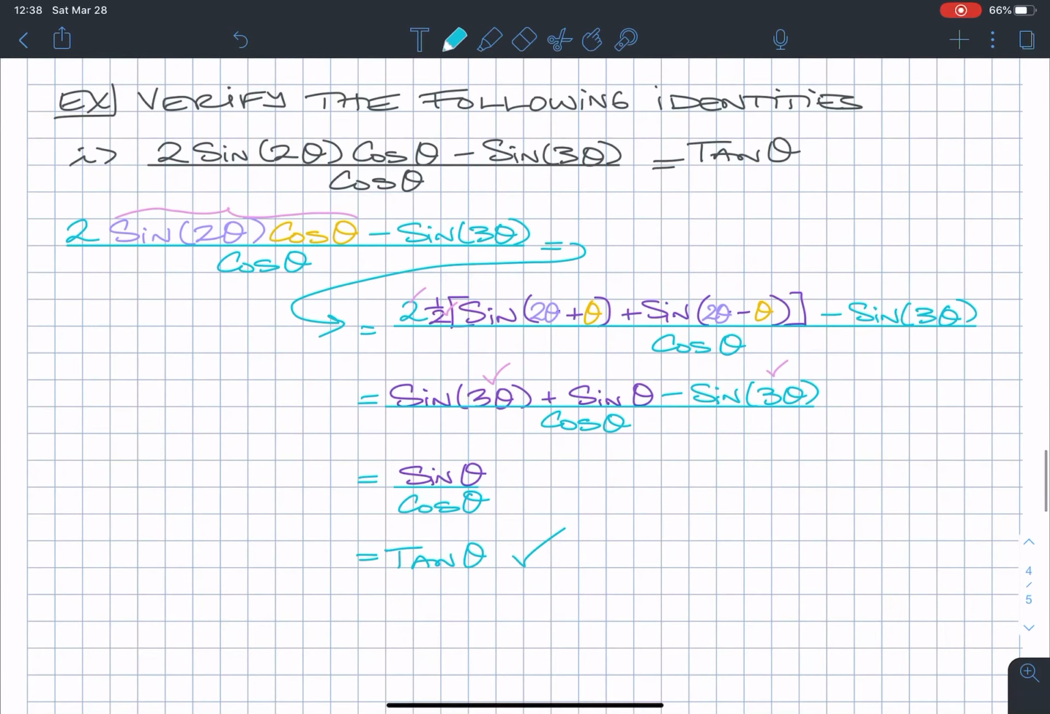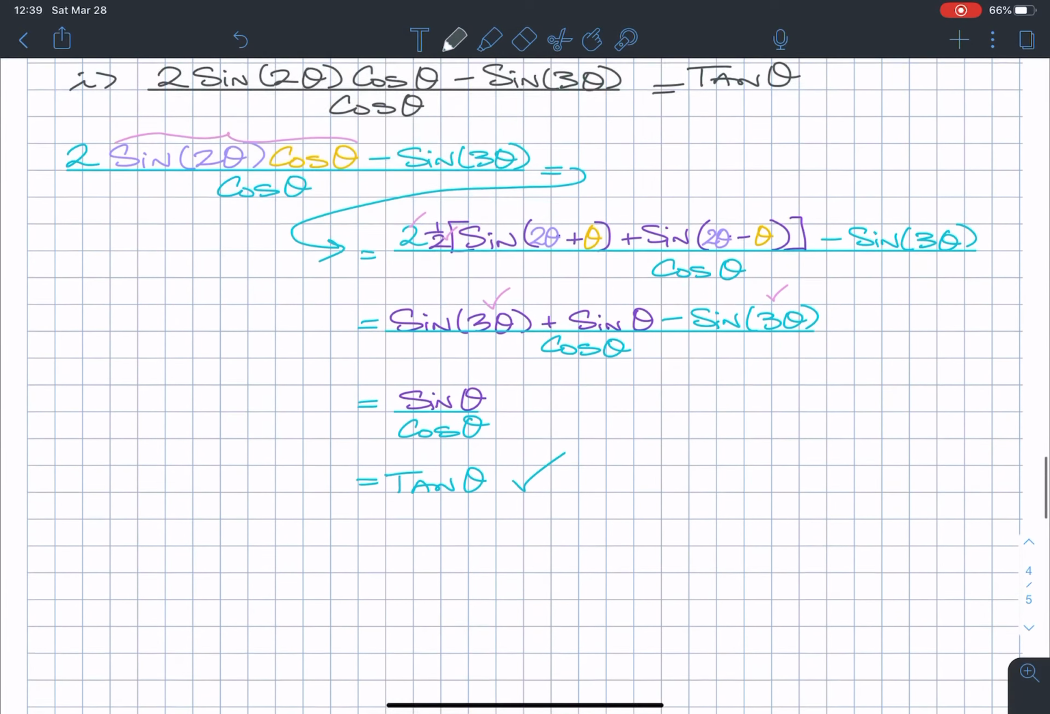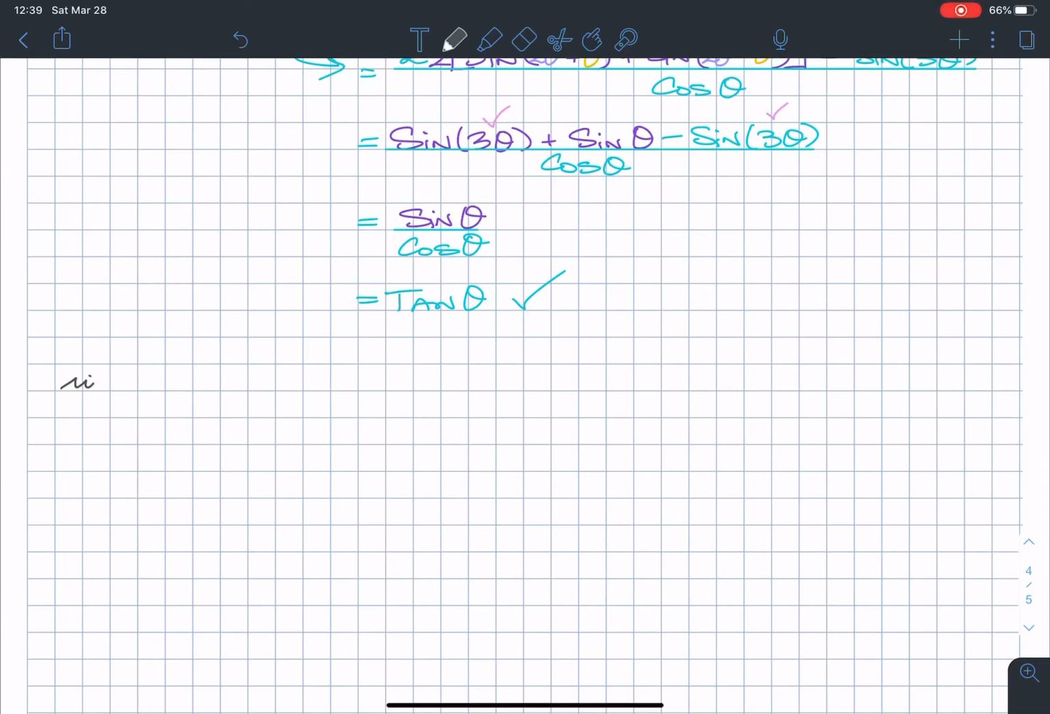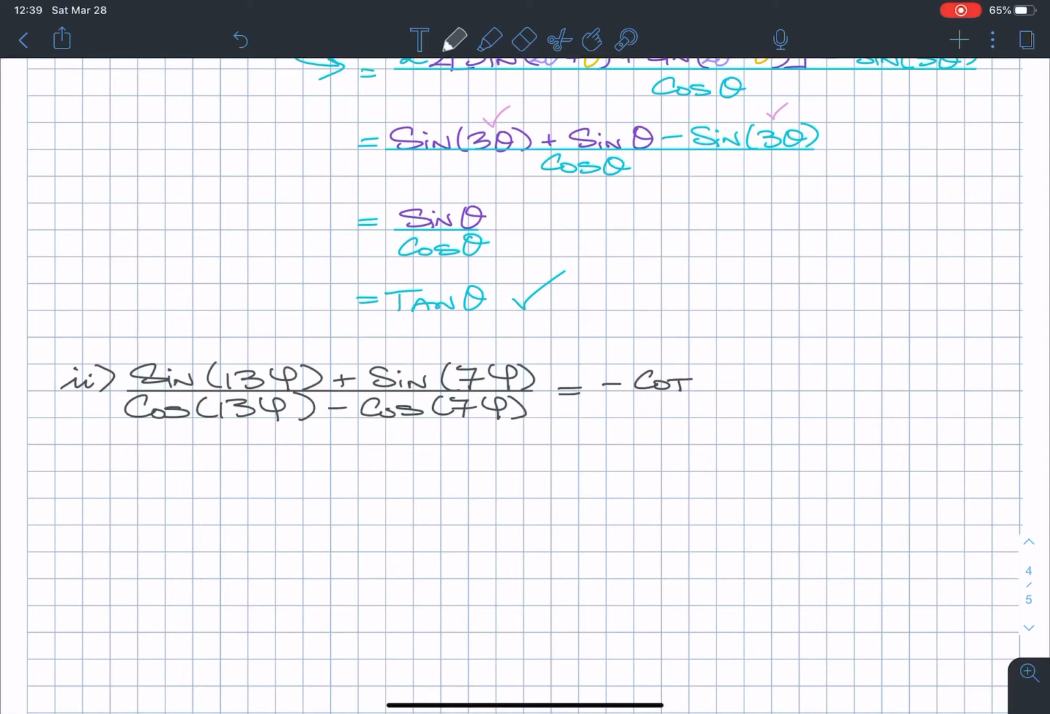Okay, let's do one more for good measure. So number 2, let's establish that sine of 13 phi plus sine of 7 phi, all divided by cosine of 13 phi minus cosine of 7 phi, is equal to negative cotangent of 3 phi.